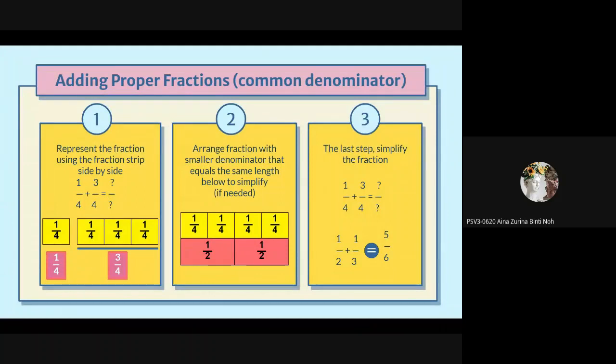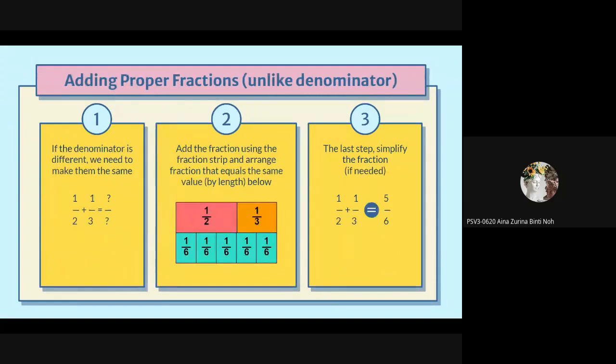4/4. Sorry, this third column is a mistake. At the third column, the student will simplify the fraction, which is 4/4, also equal to 2/2, which also equals a whole number, which is 1. I'm sorry for the last column mistake.